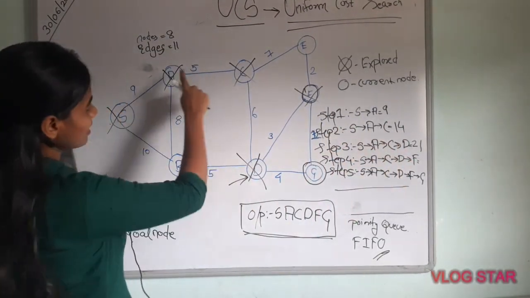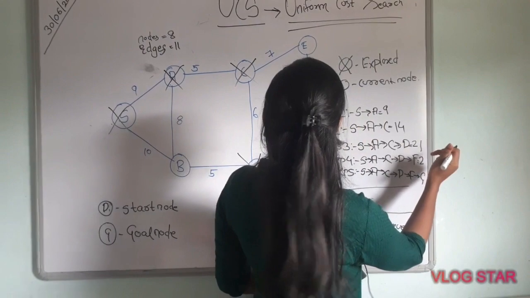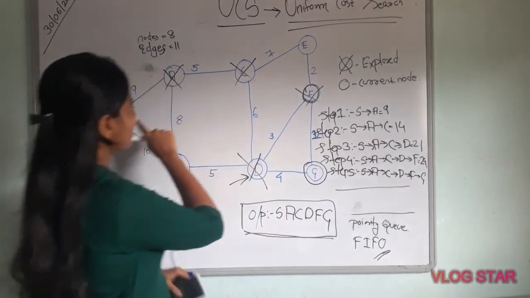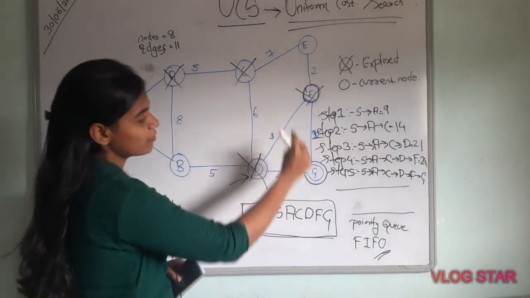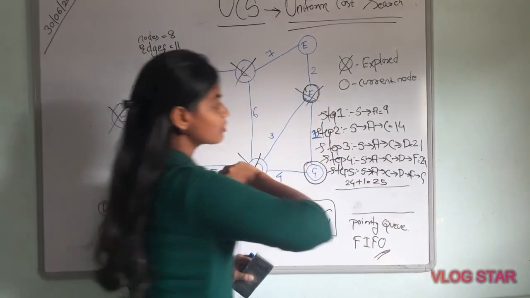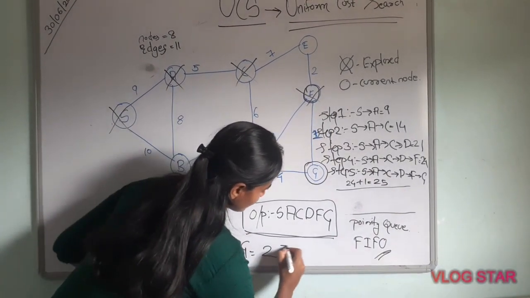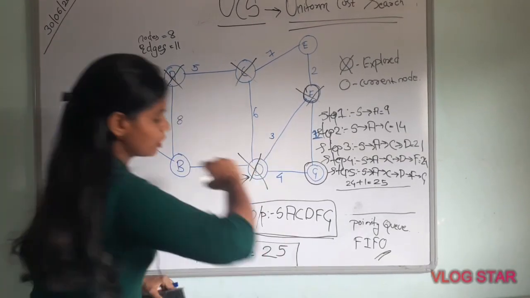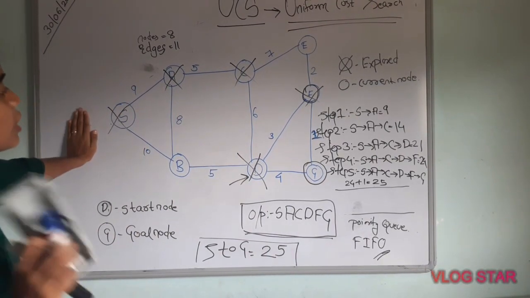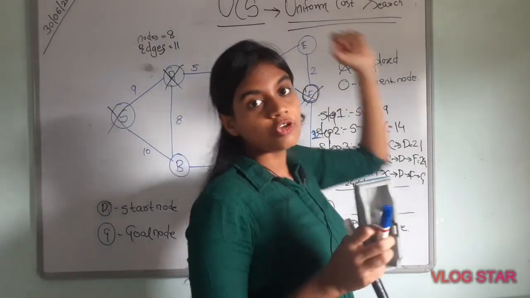Now S A C D F is 21 plus 3, that is 24. Now S A C D F G is 24 plus 1, that is 25. So the cheapest path cost from S to G that we have got is 25. So by traversing this graph from S to G, we have got the cheapest path cost of 25. So we have finished the main goal of uniform cost search.